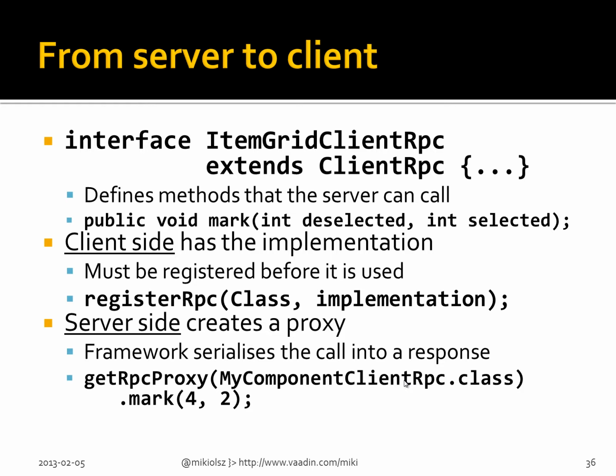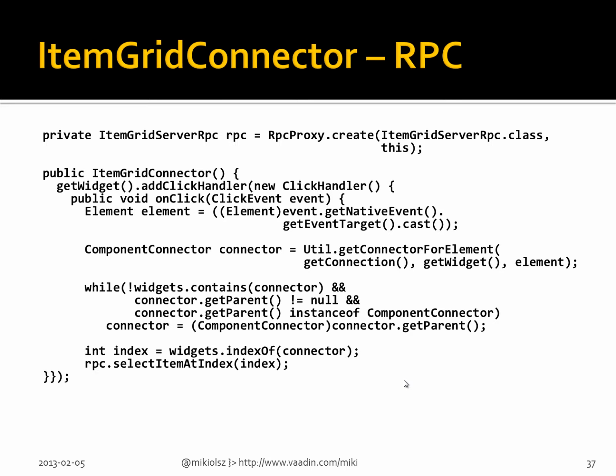The other way around, we have a similar approach with just the roles switched. We have a client RPC interface which defines the methods that the server can call. For example, we might want a method called mark to indicate what needs to be selected and what has been deselected. The client side has the implementation in this case. Again, it must be registered before it can be used. Then the server side creates a proxy of that, and the framework serializes that into the next response. We can use it by just getting the RPC proxy, calling the method and adding the parameters, and that's it.